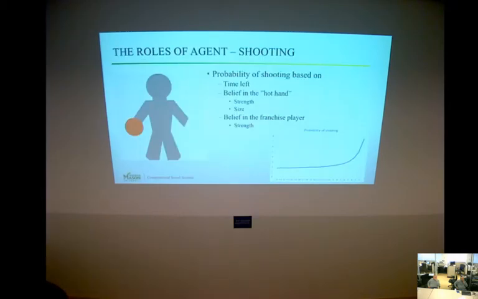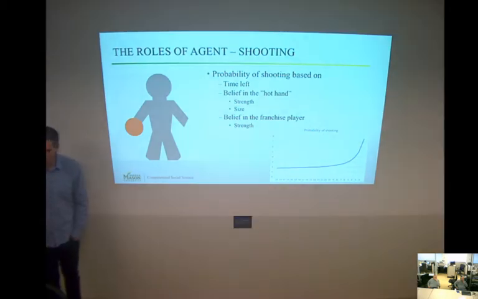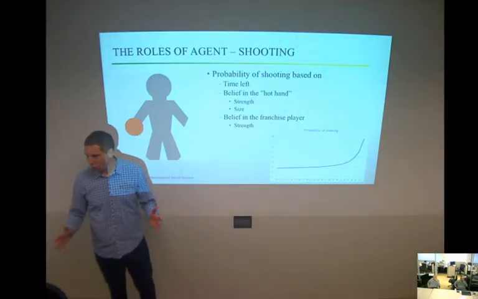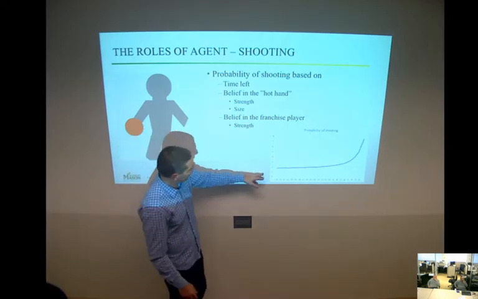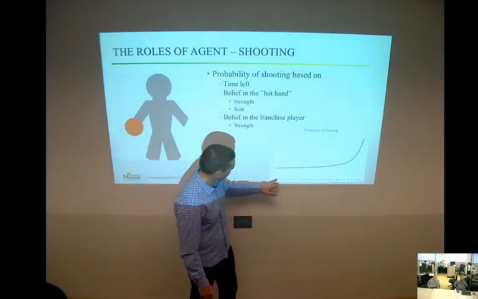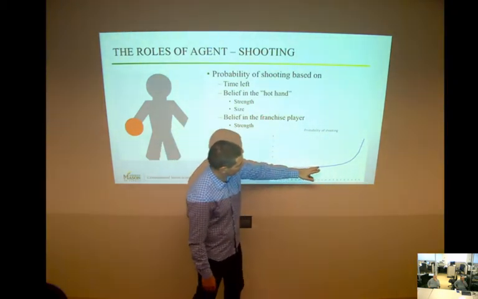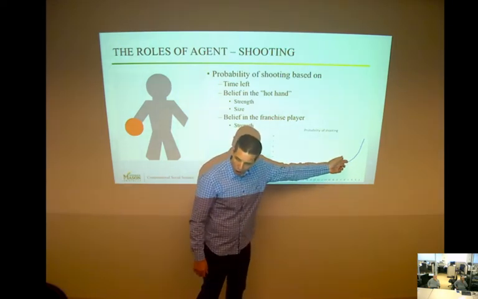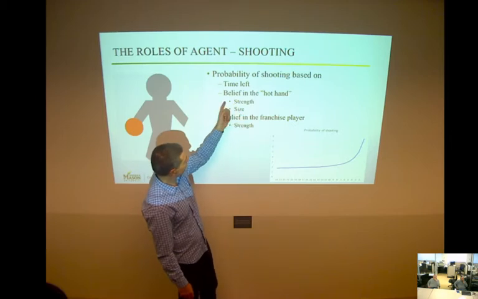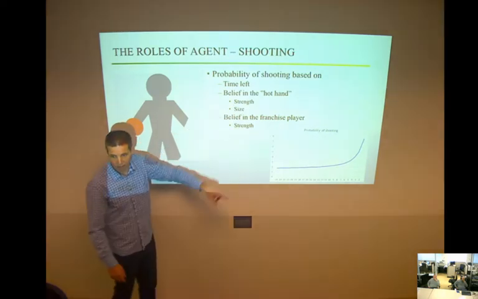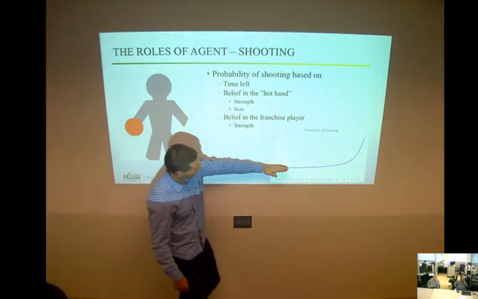So this is the role of the agent. Again, 1980s graphics. But when a player decides to shoot or not, it's all based on probability, with a bit of a secret sauce probability formula that I put in here. You've got time left, so 24 seconds, and then 2 seconds left. The probability of the player shooting will increase with time, but it will also increase based on the belief in the hot hand and the strength and size of the hot hand. That will just move this curve upwards.